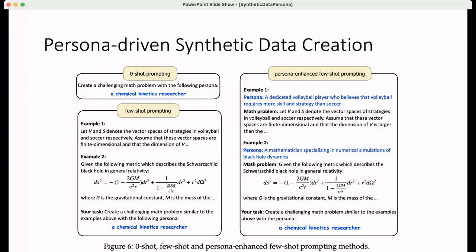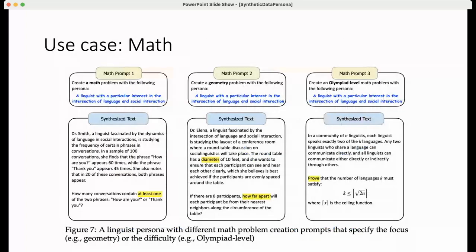Once we have the personas, how can we generate the data? It can be a template, for example, just create a challenging math problem with the following persona. Whether it's a chemist, a mathematician, or a mathematician with a certain expertise, it may generate different math problems. Or you can use few-shot prompting, or you can have the persona enhanced, where the examples are given with different personas and the math problem generated for each. So this is the prompt they use.